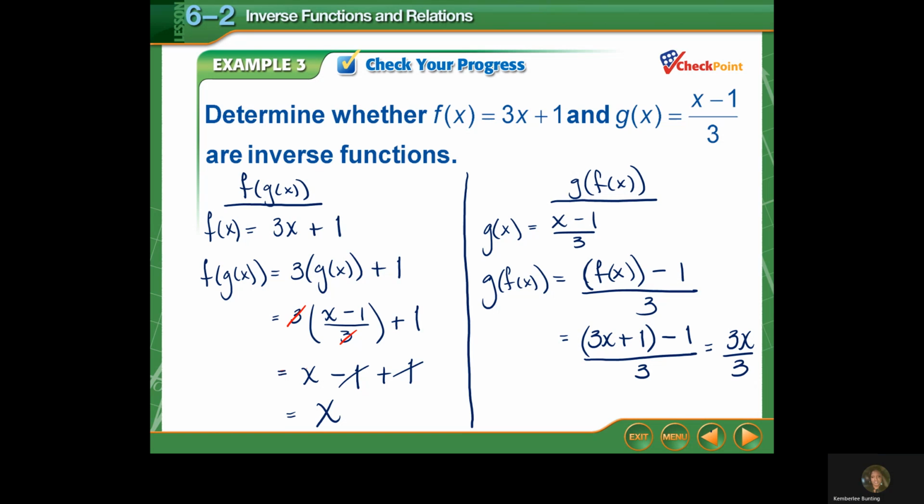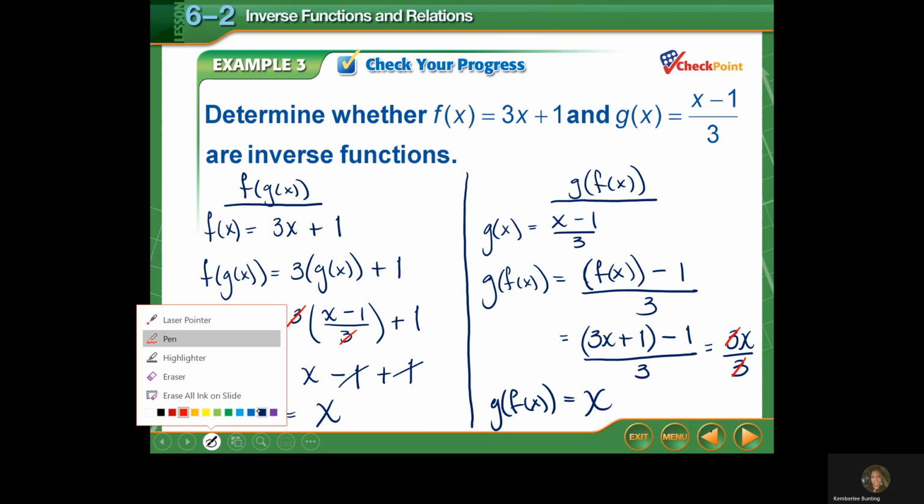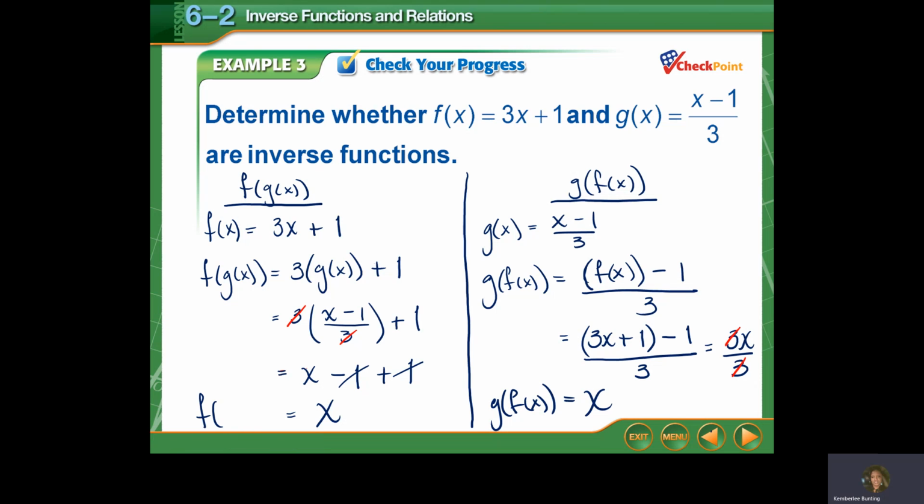What happens to those 3's? They cancel out. So g of f of x equals x, right? Because my 3's cancel out. And back over here, I didn't write it, but f of g of x also equaled x. So what may I conclude about functions f and g? They're inverses. Does the process make sense now?